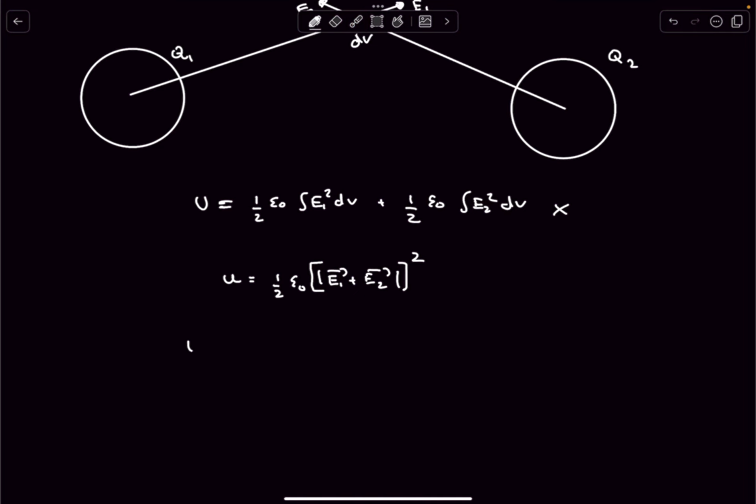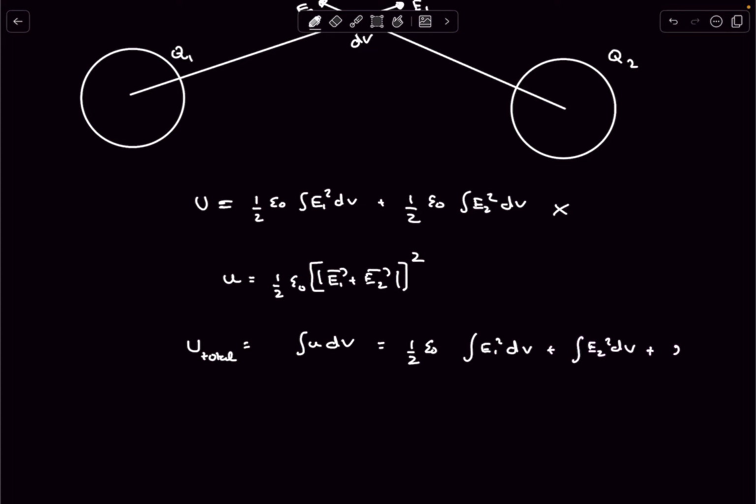So now for the total energy, we are going to perform the space integral of u. The mod of E1 plus E2 squared will be E1 squared plus E2 squared plus 2 E1 dot E2. So I'm going to take the half epsilon naught outside. So this will just be integral of E1 square dV plus integral of E2 square dV plus twice the integral of E1 dot E2 dV.